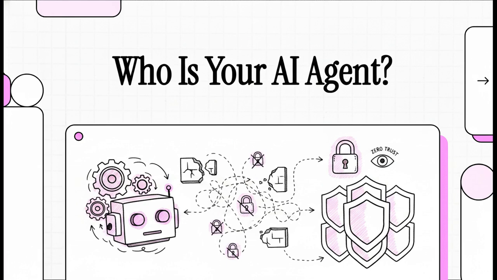You see, as organizations absolutely rush to deploy these autonomous agents, they're kind of just bolting them onto legacy security models, and, well, it's creating massive blind spots. So we really need to completely reframe how we think about agent identity.